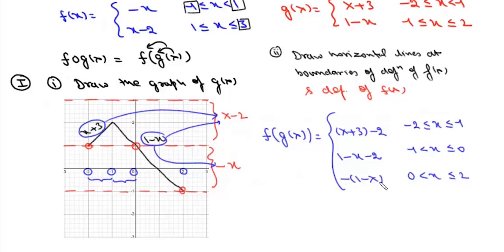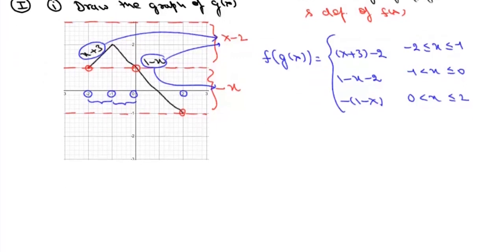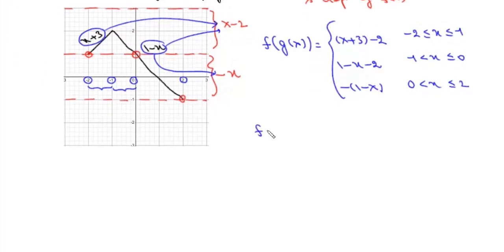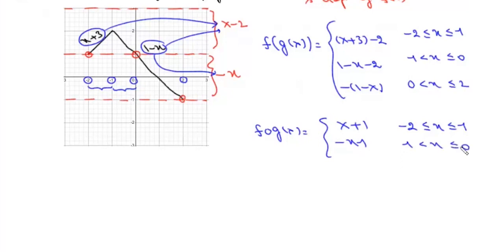So basically f of g(x) will be x plus 1 when x lies between -2 and -1. It will be minus x minus 1 when x lies between -1 and 0, and it will be x minus 1 when x lies between 0 and 2. So this is our graphical method. Now we'll come to the algebraic method.